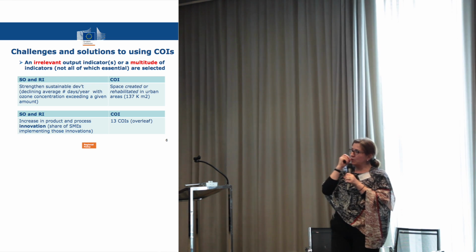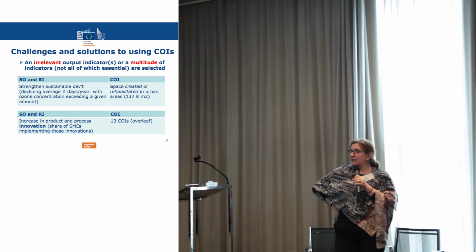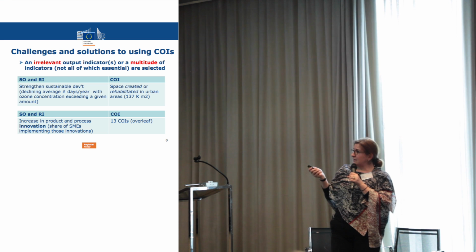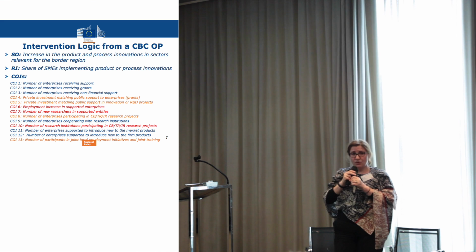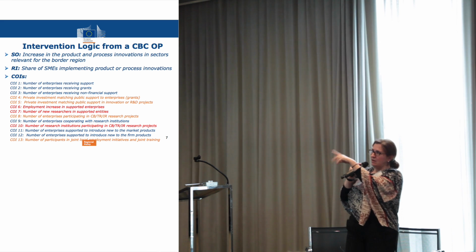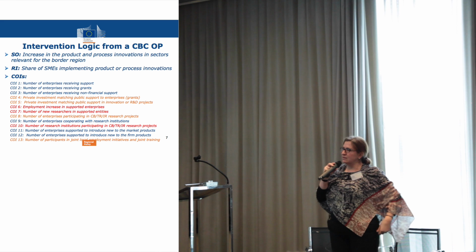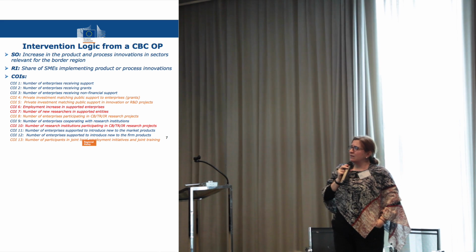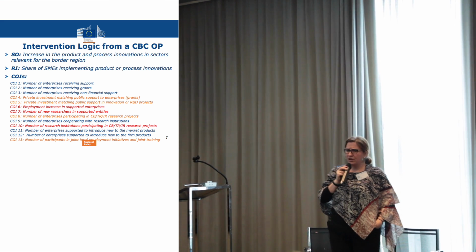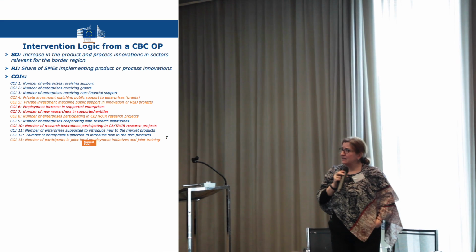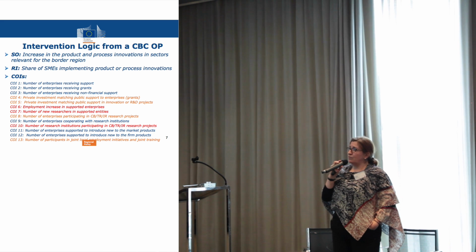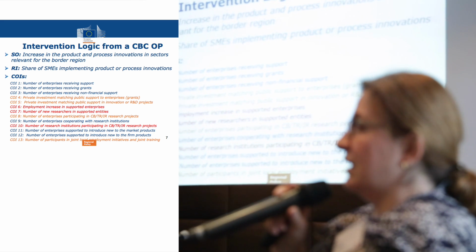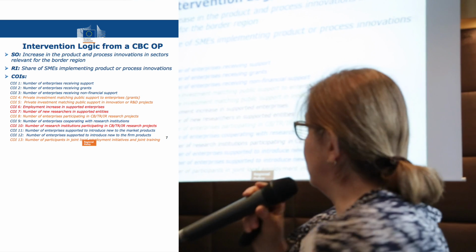So one program is seeking to increase the innovation of SMEs for product and process innovation, and look at the indicators that have been selected. And these are all common indicators. I mean, the number is not the right one, but that doesn't matter. Everything that you see in red and in orange are indicators which are either completely irrelevant to inform you on the increase in product and process innovation, and even less so is this change attributable to the program.